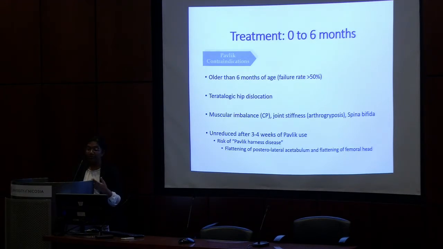So when would you not use a pelvic harness? If the child is older than 6 months, they'll overpower the harness. They're too strong and they're too big. If you have that teratologic hip dislocation, the one where the hip is out and you can't reduce it because they have another syndrome going on, the harness is likely to fail. Or if they have a major neurologic problem or joint stiffness where you know that hip is not going to go in a closed manner. Or if you've tried the pelvic harness and the hip doesn't reduce, the last thing you want to do is to try and jam a hip in that doesn't want to go in. Because then what you'll do is you'll get pelvic harness disease where the head of the femur flattens as you're trying to jam it into the acetabulum because it doesn't want to go.